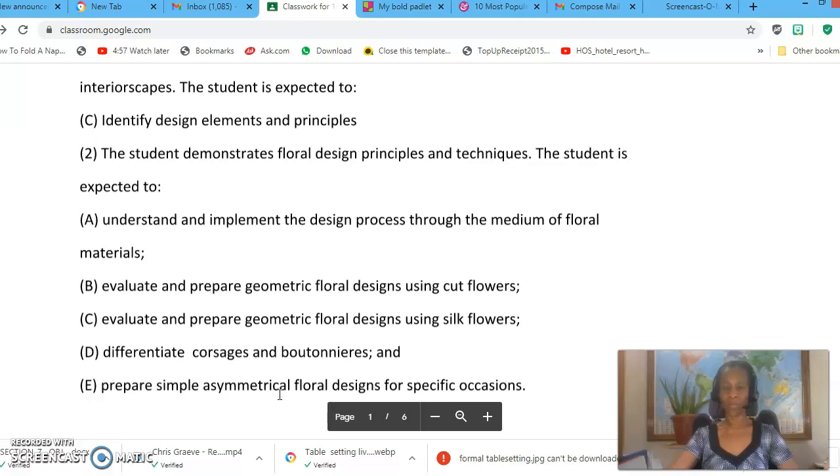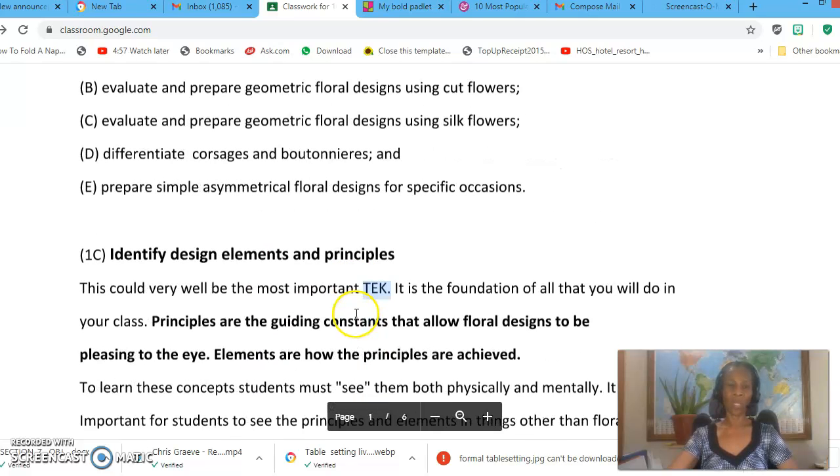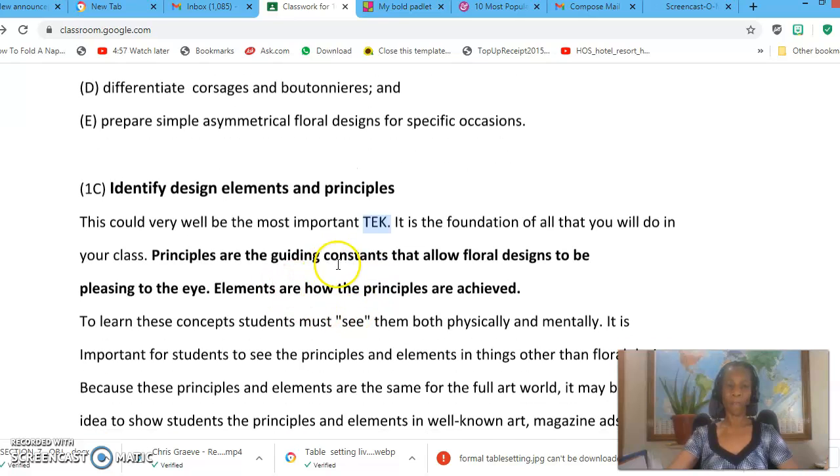So I want you to learn the elements and principles of design really well, or as best as possible, before we go into design. Knowing the elements and principles of design is very, very important. Once you get those going, students, you will be comfortably doing your floral arrangement.